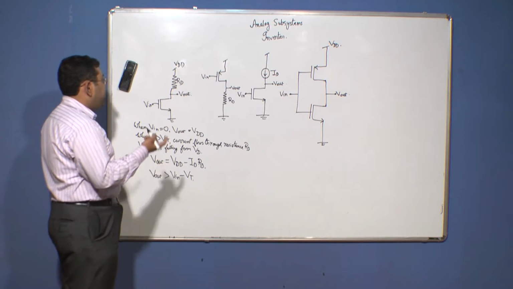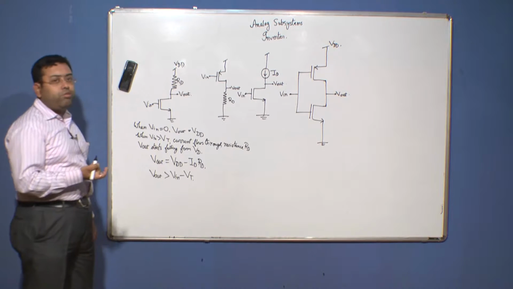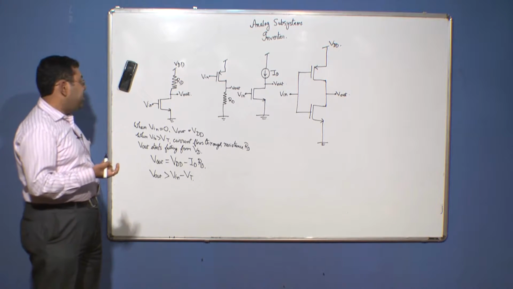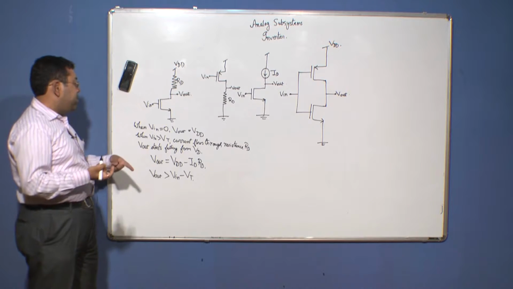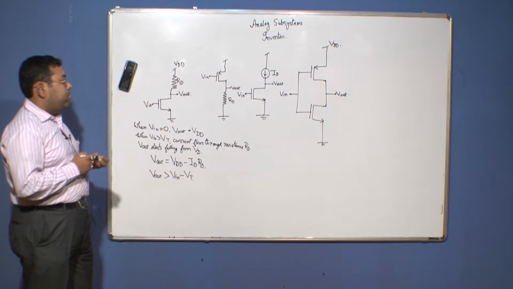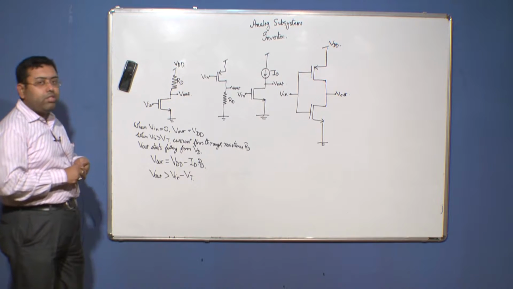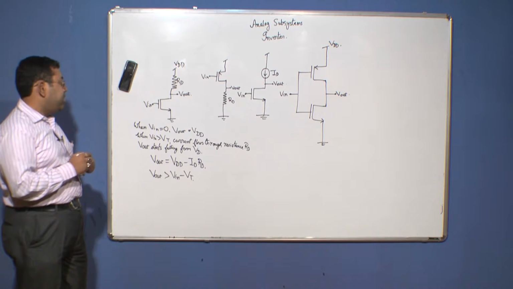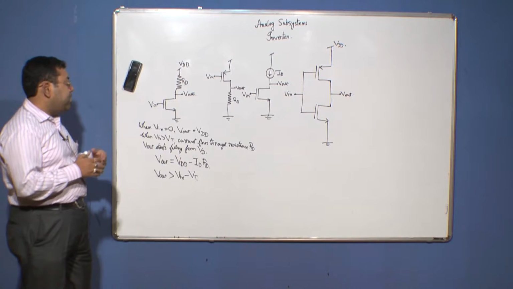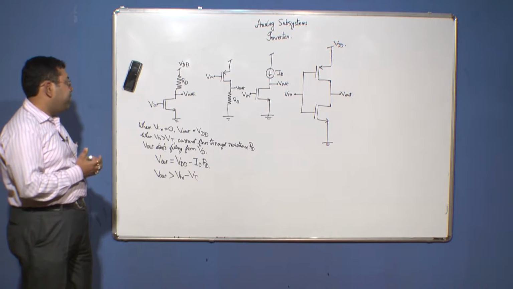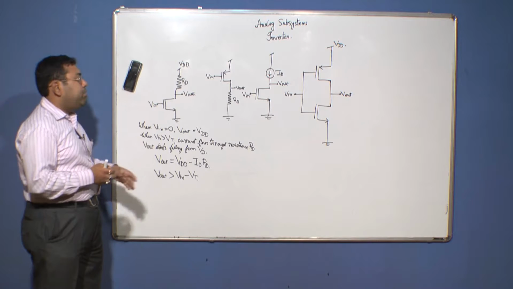So, in which region should we operate the MOS transistor if we want to get a good gain out of this inverter? Obviously, since the transconductance of the MOS transistor is maximum in the saturation region, we will operate it in the saturation region. In the active region, the transconductance falls sharply, and therefore, we should avoid going deep into the triode region.